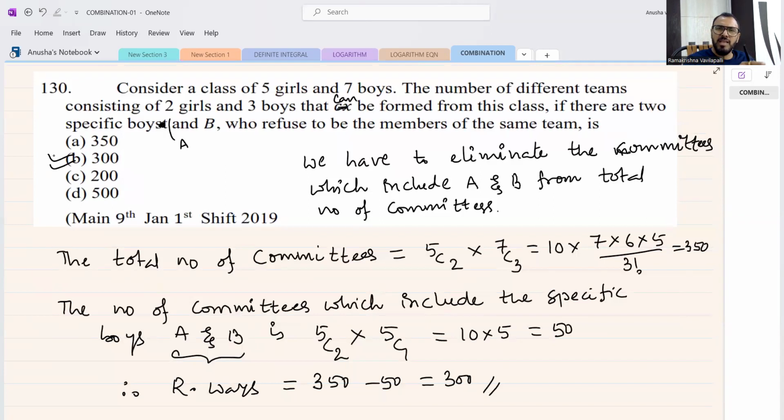In the next class, I will explain geometrical combinations, like if there are some points on a circle, how many equilateral triangles can be formed, how many diagonals can be formed, how many right angle triangles can be formed, etc. I will explain in the coming class.